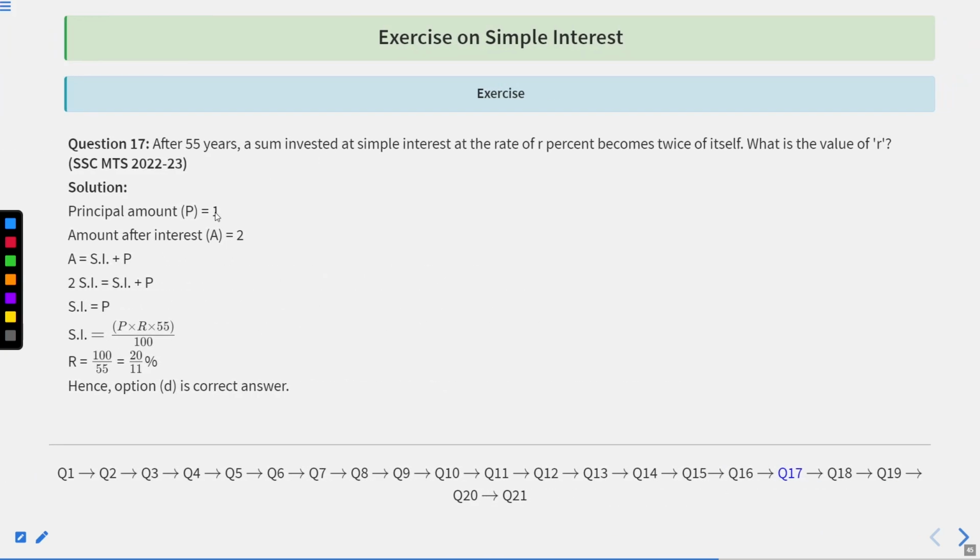So the principal amount is 1 and the amount after investment is 2 because it became double. So amount equals simple interest plus principal. So amount 2 is equal to SI plus P. So SI is equal to P. So SI equals P into R into 55 upon 100. So R is equal to 100 upon 55, that is 20 upon 11%. So the option correct here is option D.